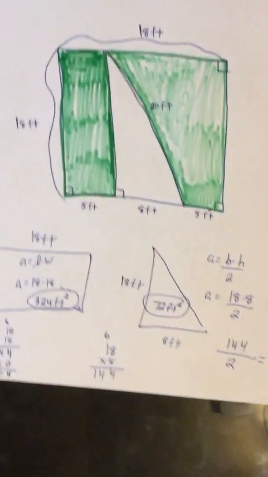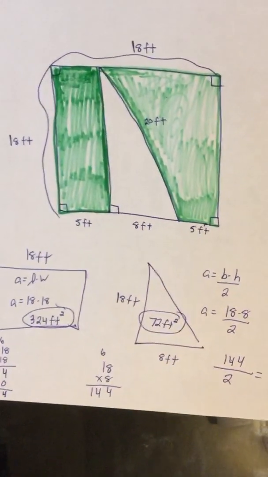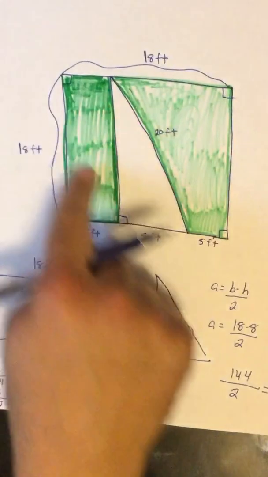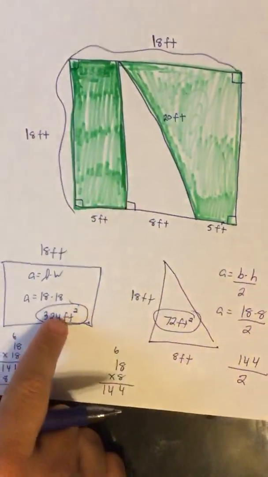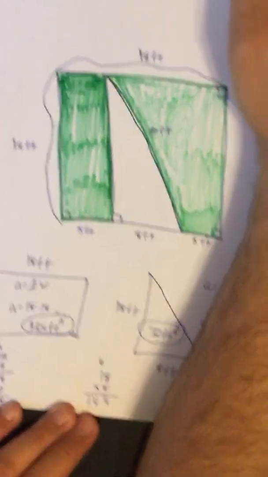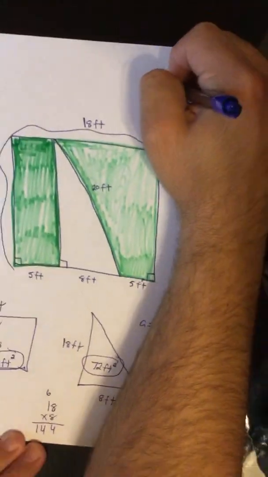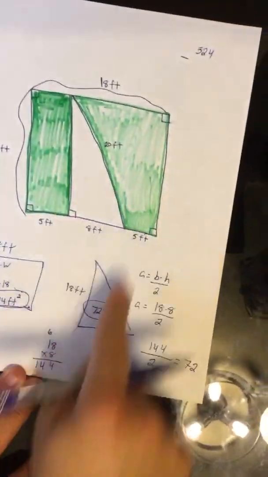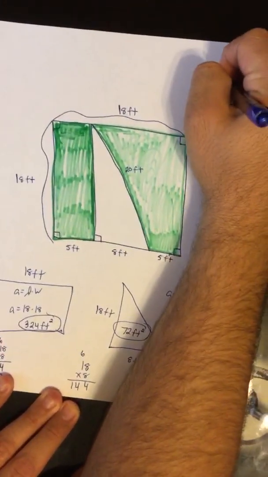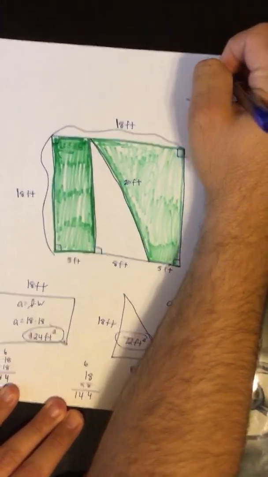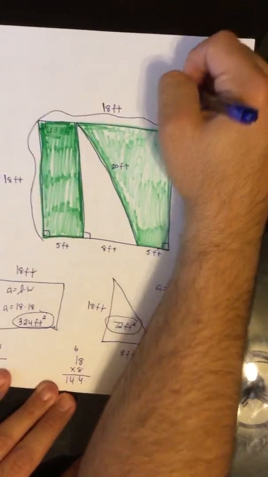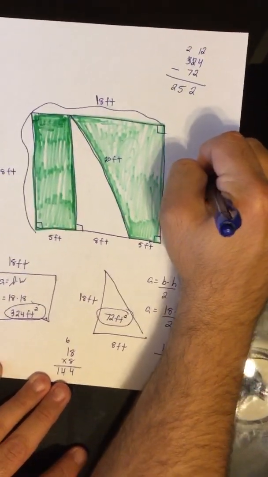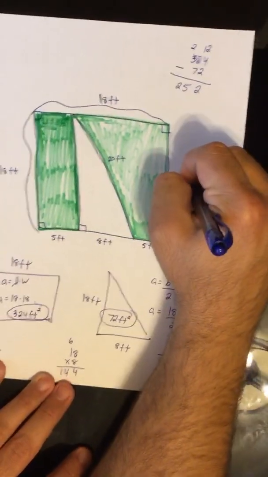Now I want y'all to think about this, because it says find the area of the shaded region, right? The square is shaded, which is 324 square feet. But we have to cut out what piece is not shaded? The triangle, so we're going to subtract it. Your area of the shaded region is 252 feet squared.